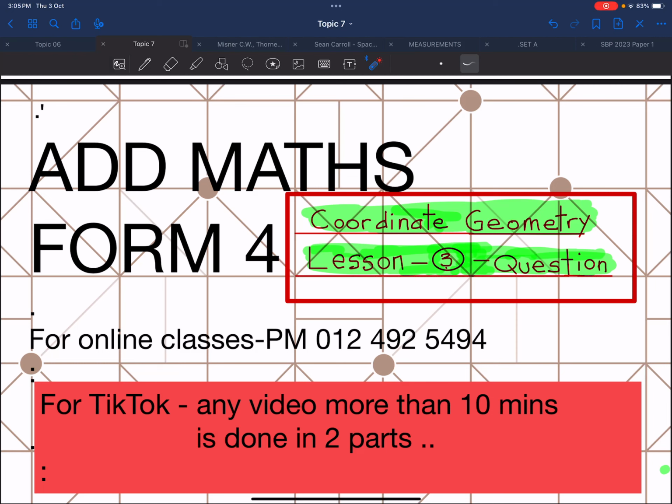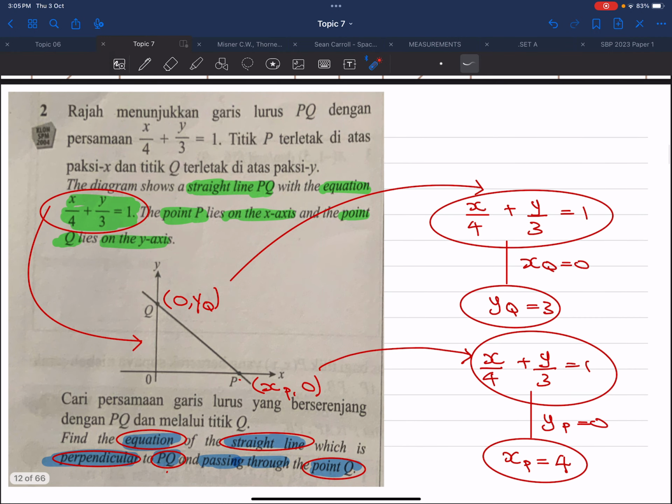Maths Form 4. Topic: Coordinate Geometry. Lesson 3. Question. Step 1: we collect what is given. The diagram shows a straight line PQ, with the equation x over 4 plus y over 3 equals 1. This is the equation for the straight line PQ.